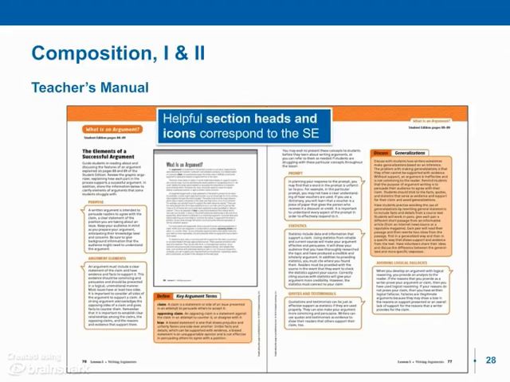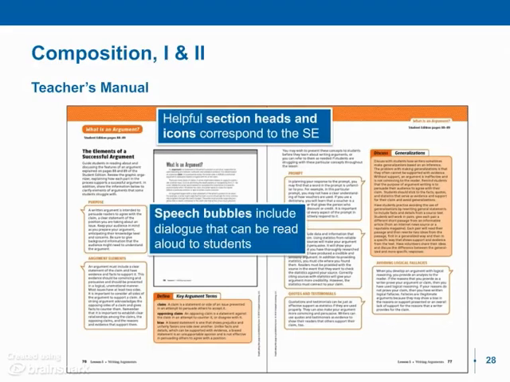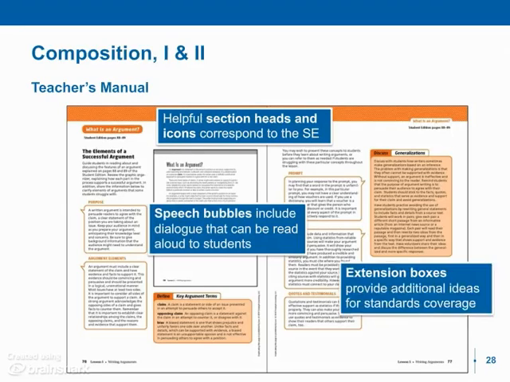Helpful section heads and icons correspond to the student edition. Speech bubbles include dialogue that could be read aloud to students as they work throughout the lesson, and finally, extension boxes provide additional ideas for how to cover the Common Core State Standards.